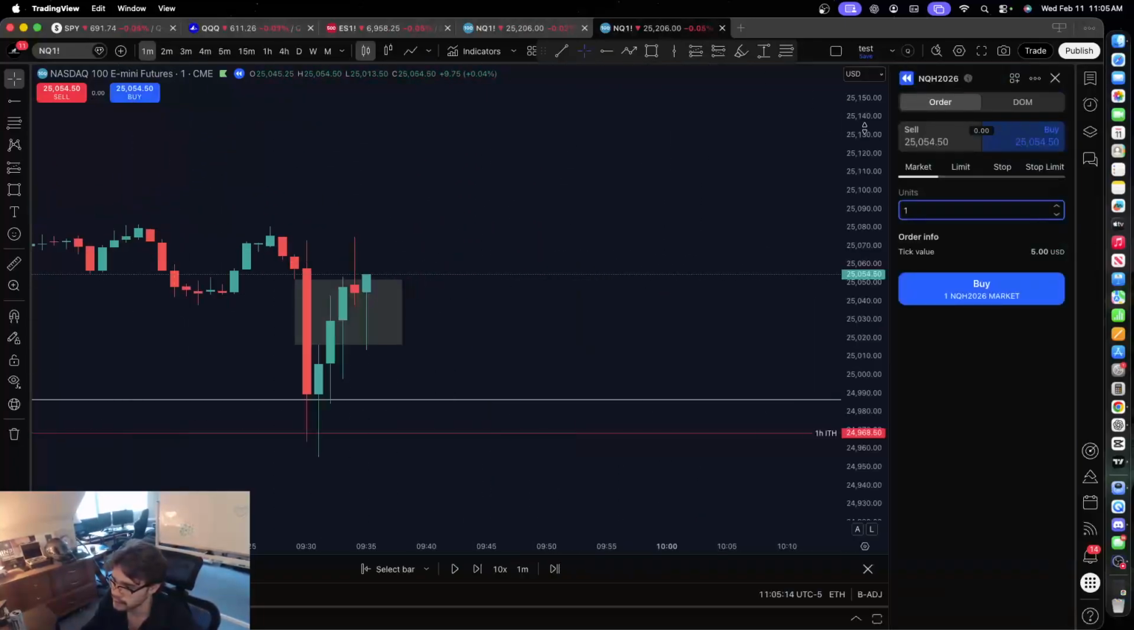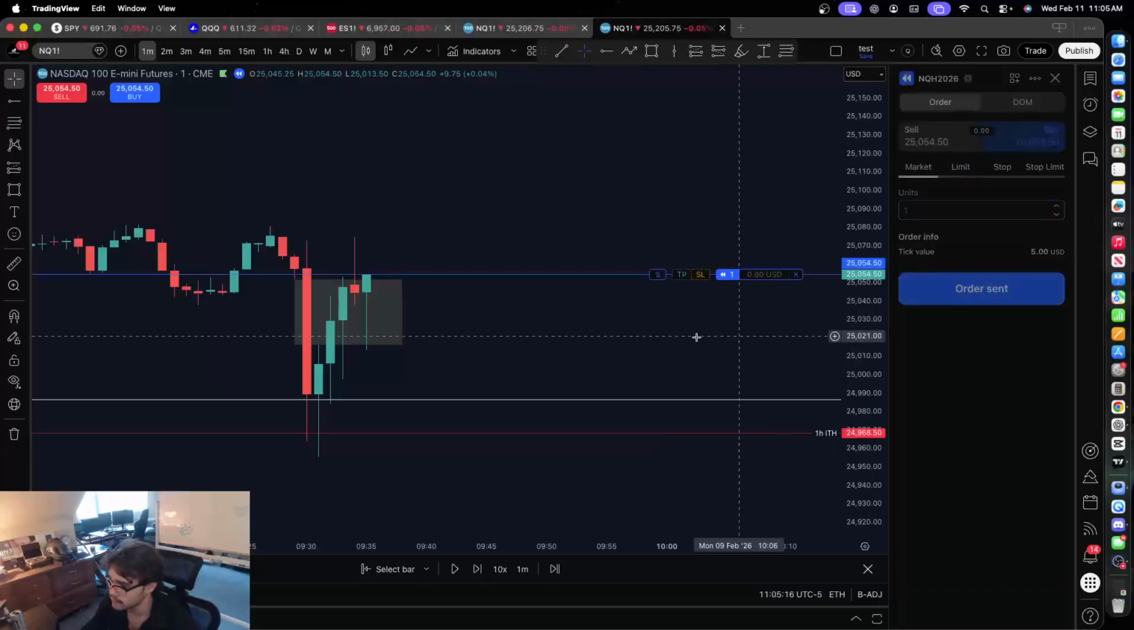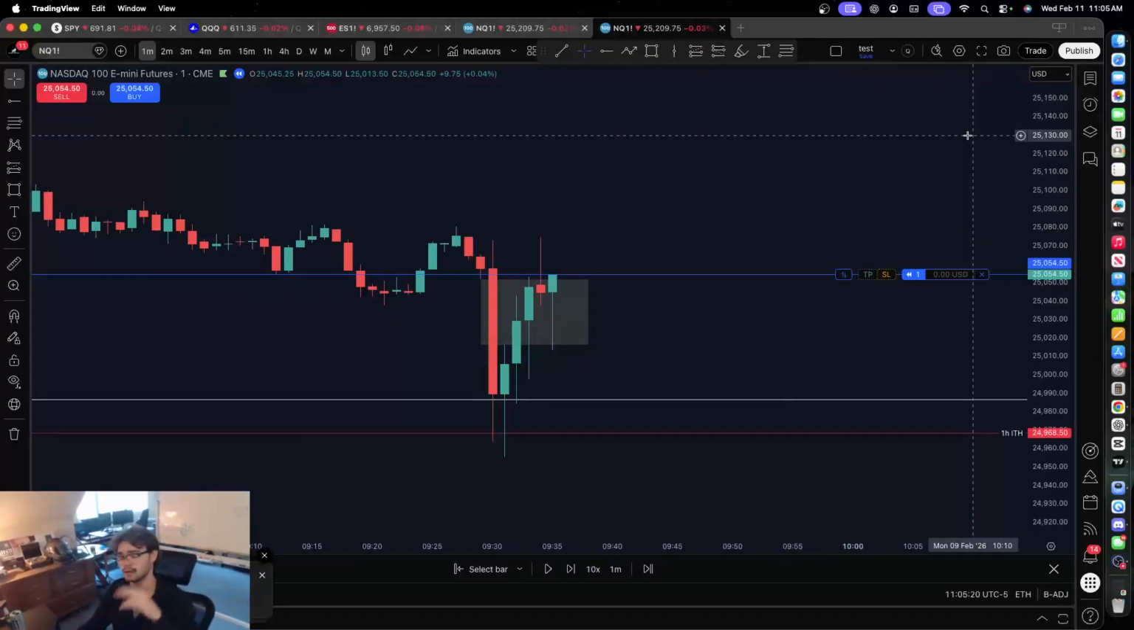What you do is then you enter. Okay, you enter in the direction, the long, because remember it aligns with our bias. We've hit a point of interest, aka to free up this market.